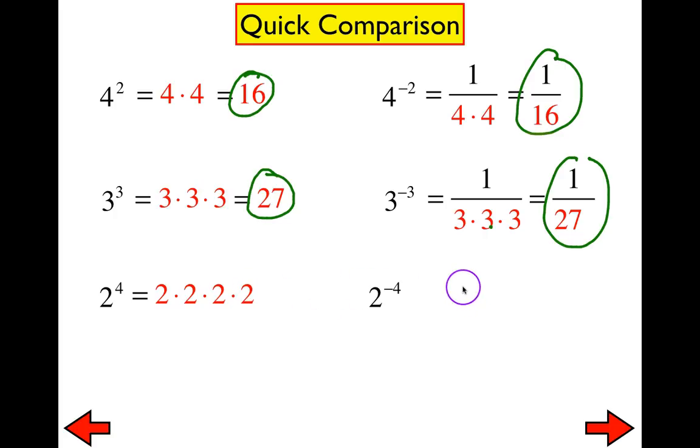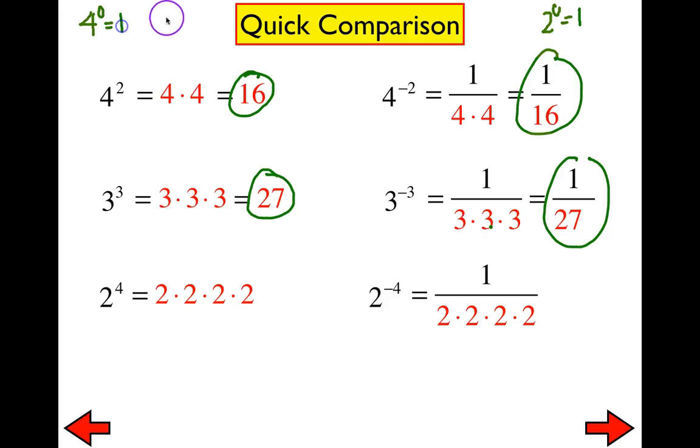2 to the negative 4th is going to mean 1 over 2 times 2 times 2 times 2, because I'm doing 1. Why am I always using 1? Well, it's because 2 to the 0 was 1. 4 to the 0 would be 1. 3 to the 0 would be 1, etc. Anything raised to the 0 power is 1. So I start at the 0 power because that's the middle ground.